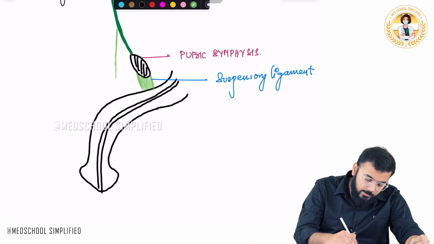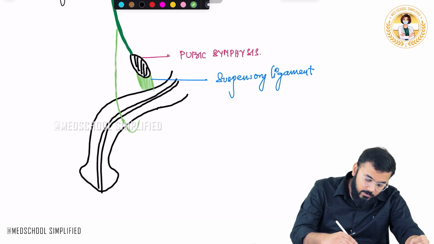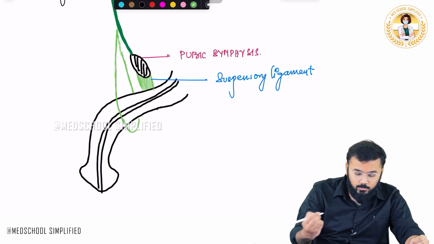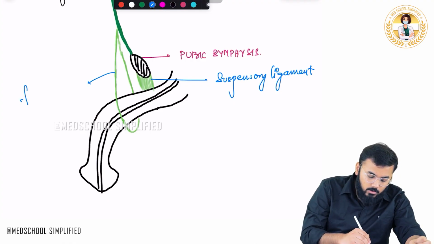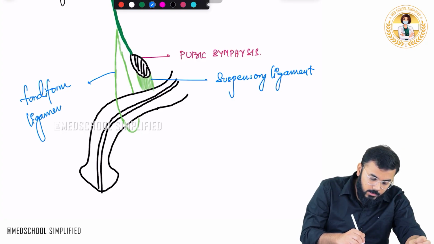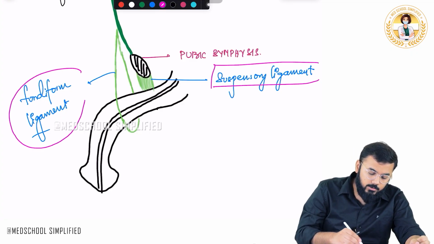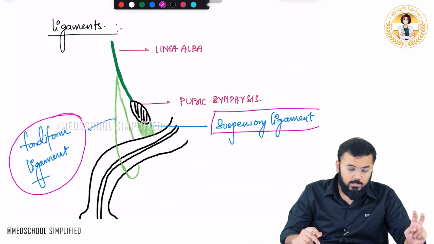also you see a ligament that is coming down, and this ligament is surrounding the penis like a sling, and it is going and attaching back to the linea alba. This particular structure over here is called the fundiform ligament. So two important ligaments over here: one is the suspensory ligament, and the next one is your fundiform ligament. Only two ligaments we have got, suspensory as well as fundiform ligament.